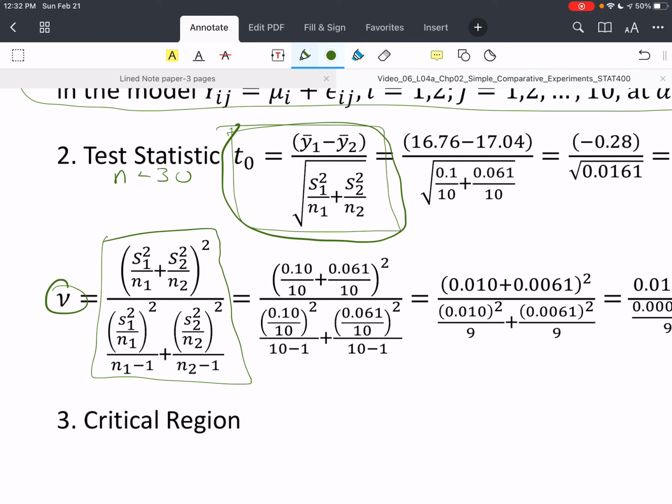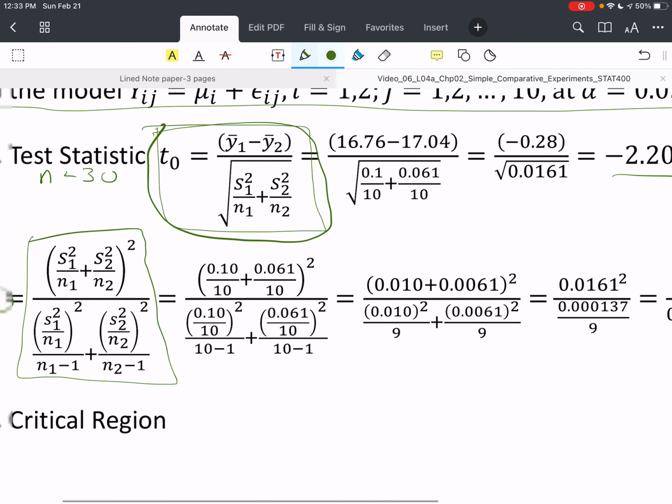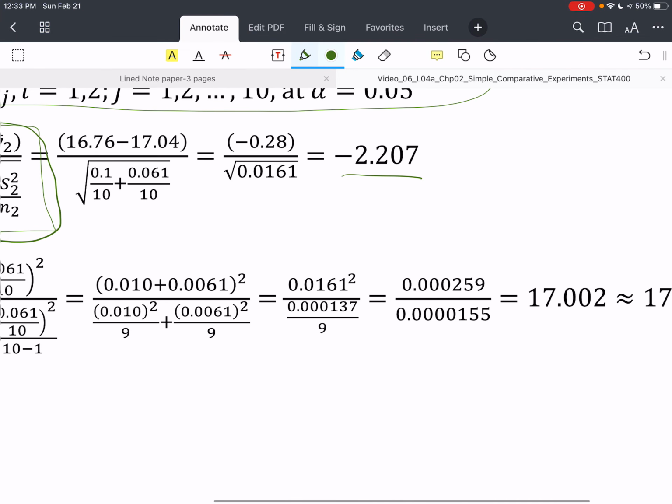I say it's very important, but we're not giving tests in this class, so it's actually not as critical as it would be in a different class. The computer is going to calculate this for you, but I would like you to know how it's calculated. So we plug in and we end up with 17.002.